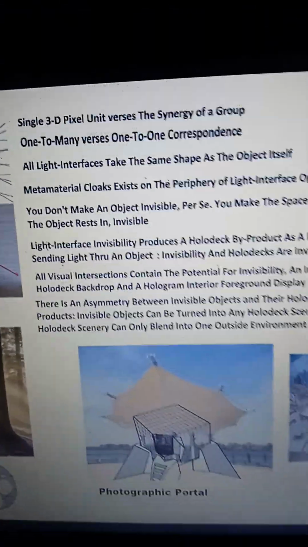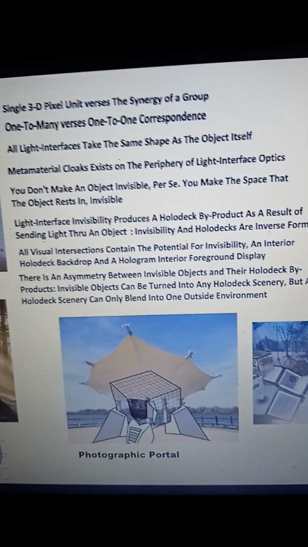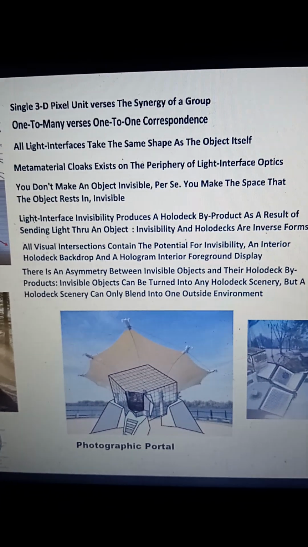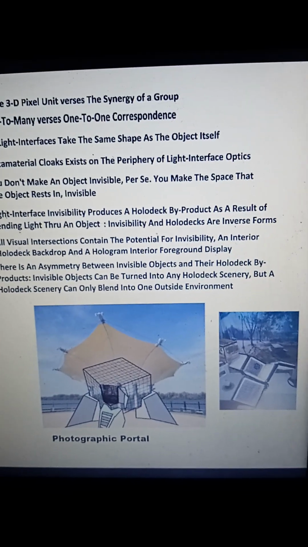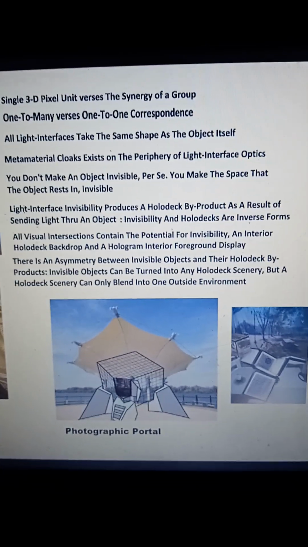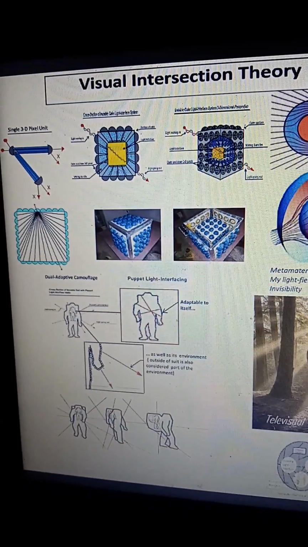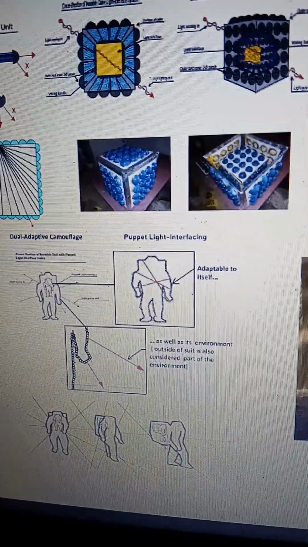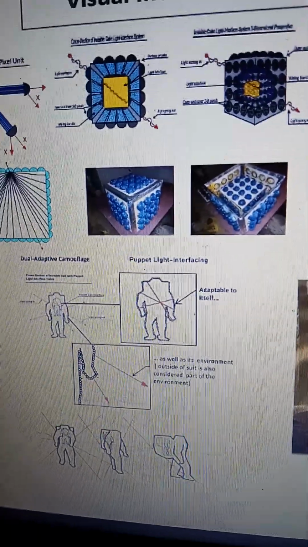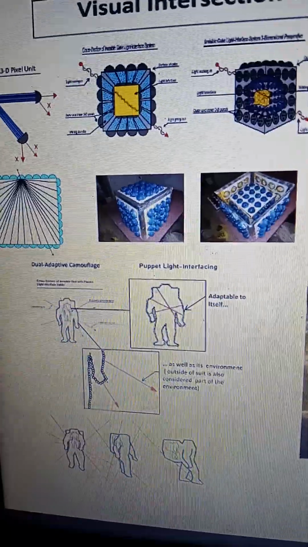So if you go over these, you can freeze these, and these are my statements that I have for this visual intersection theory. I hope I explained myself clearly. This is a puppet light interfacing dual adaptive invisibility suit.